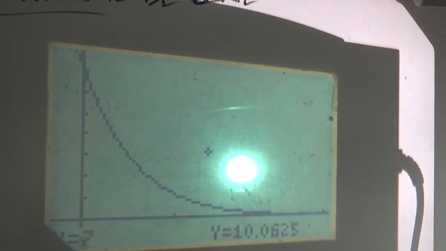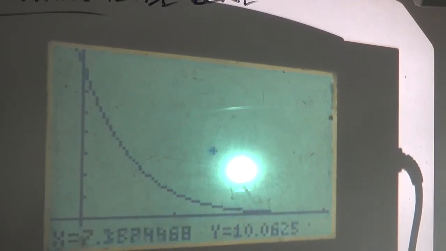Now, what you're going to want to do is, you have to use your arrow keys, and you're going to draw a box around what you want the window to look at. So what I'm going to do is, I'm going to scooch them down here.